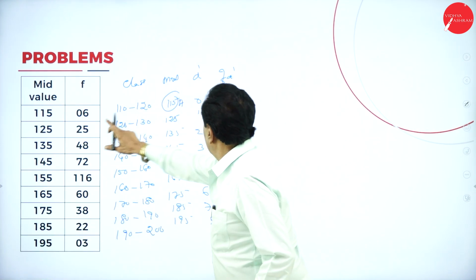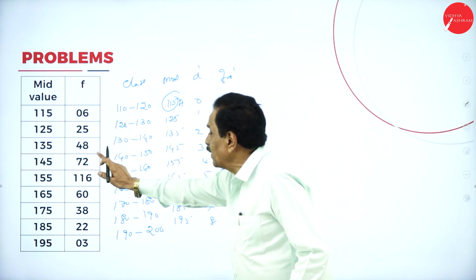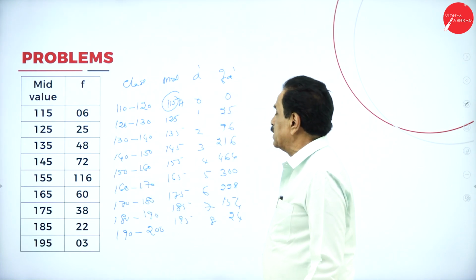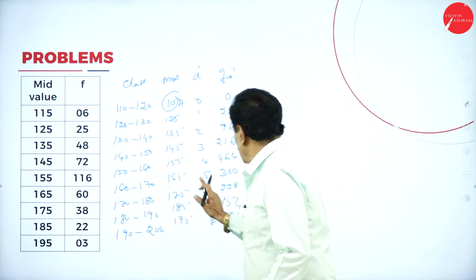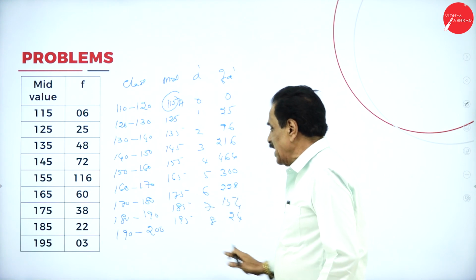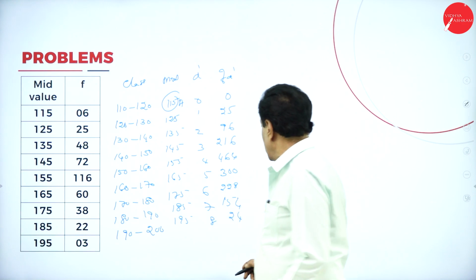So this is 6 into 0, 0. 25 ones are 25. 48 into 2 is 96. 72 into 3 is 216. 116 into 4 is 464. 60 into 5 is 300. 38 into 6 is 228. 22 into 7 is 154. 3 into 8 is 24.